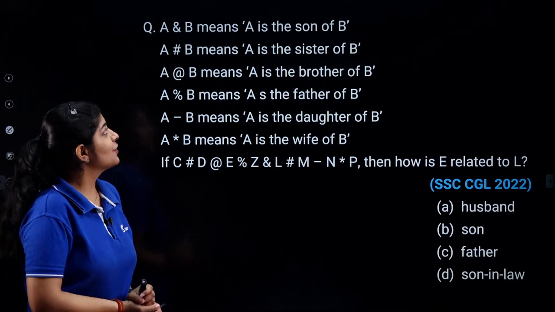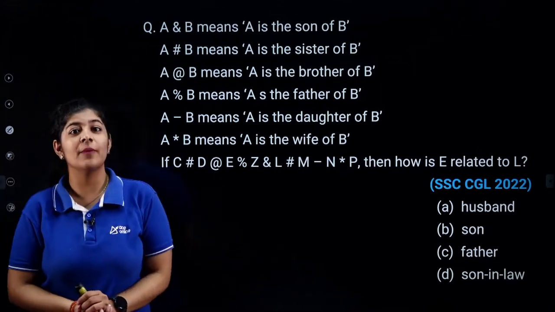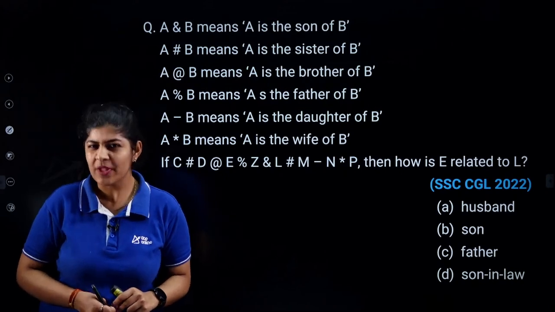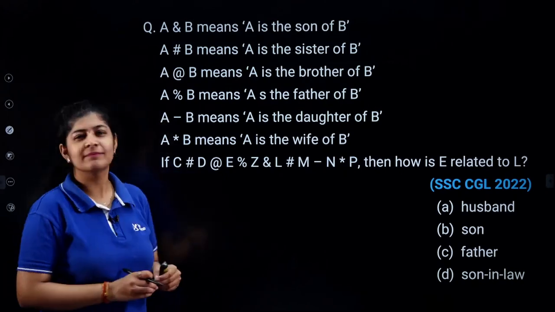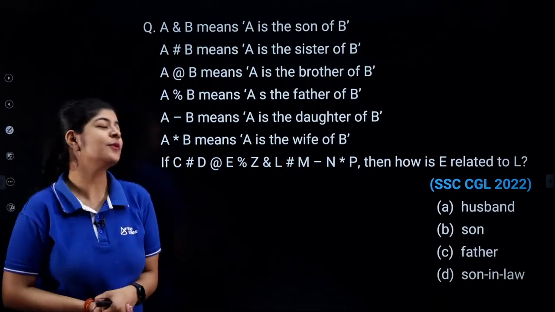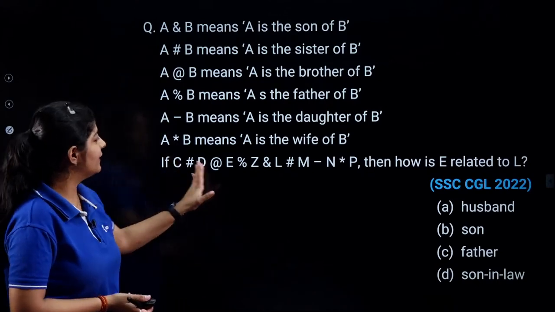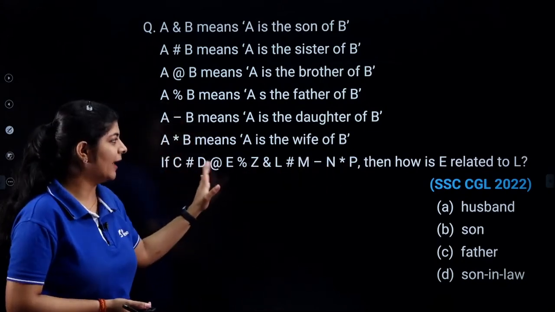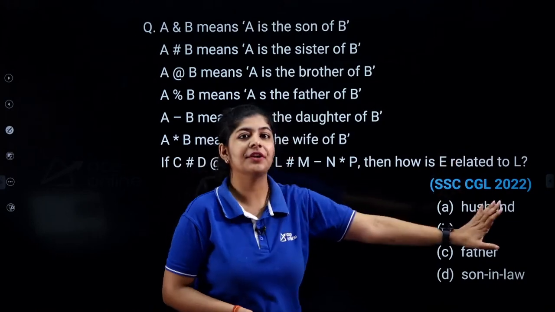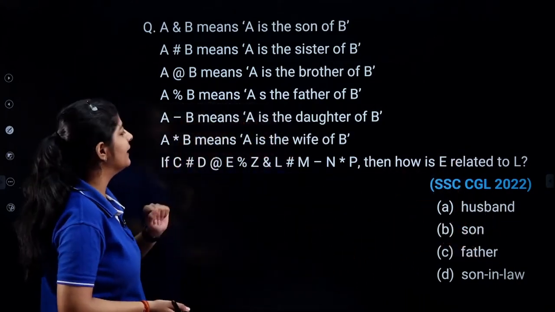Okay. So basically this question is from the concept of blood relation, and this type is your coded relations. We are very good in relations, right? Okay, so basically what we need to do, with the help of this given data, we need to identify how is E related to L.